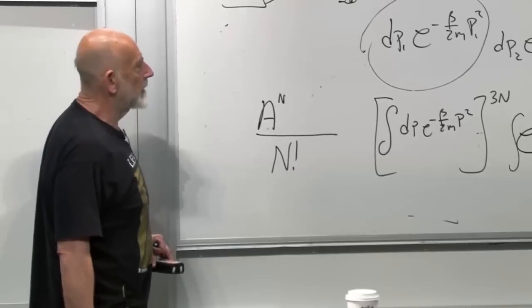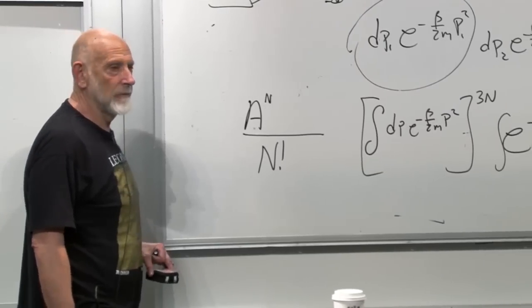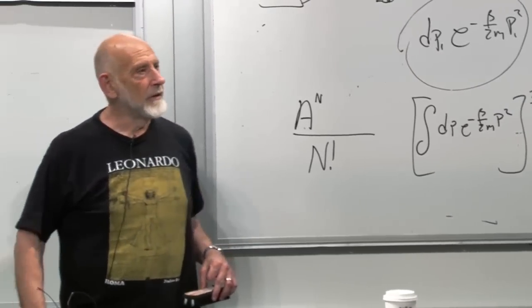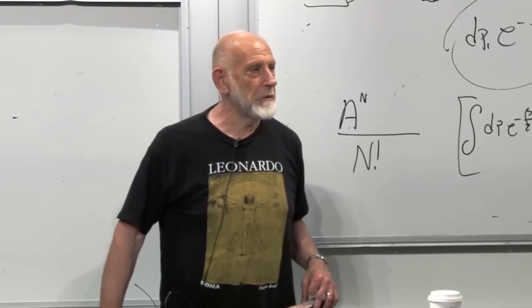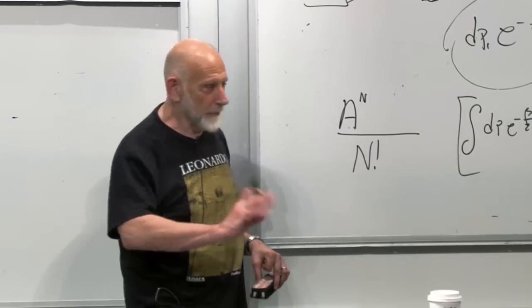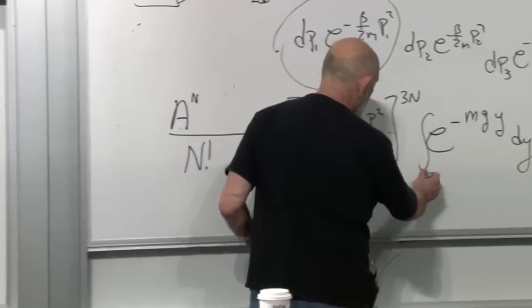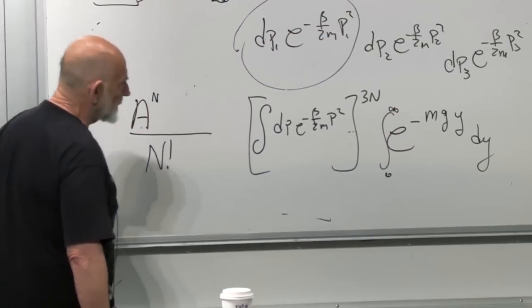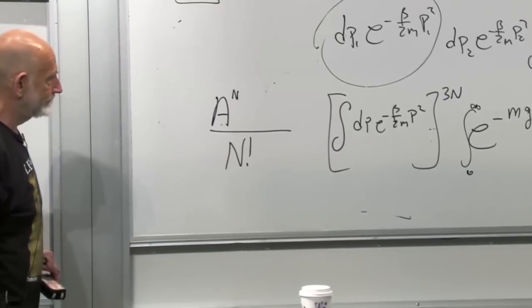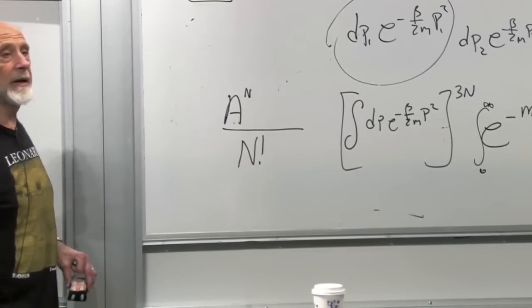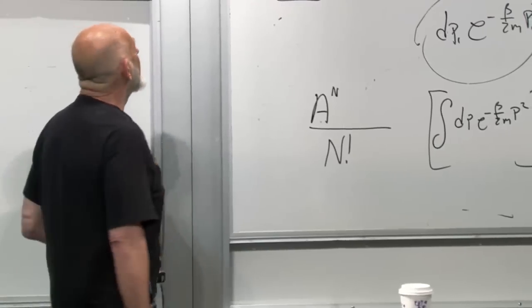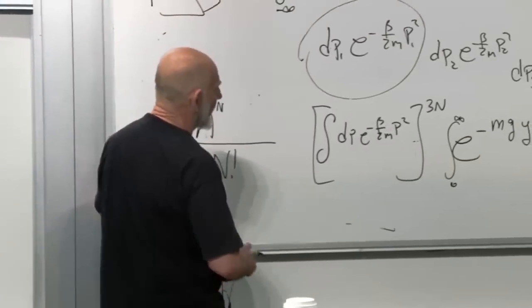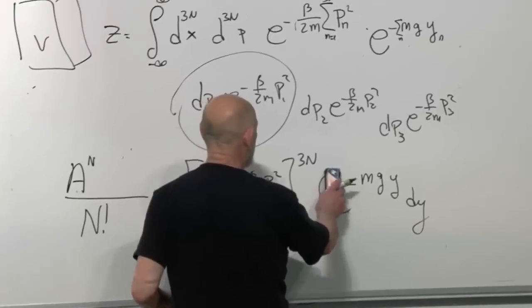from where to where? Let's call the bottom of the box y equals 0. It doesn't make any difference, but y equals 0 to infinity. And what is this integral? Hmm? Isn't it limited to both? Say it again. Oh, yeah, sorry. Right, you're right. To the height of the box.